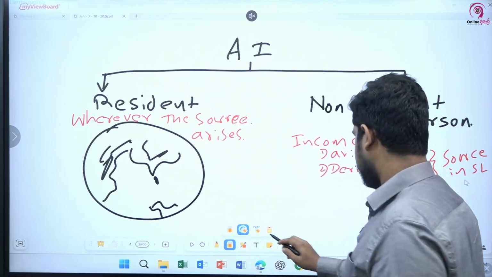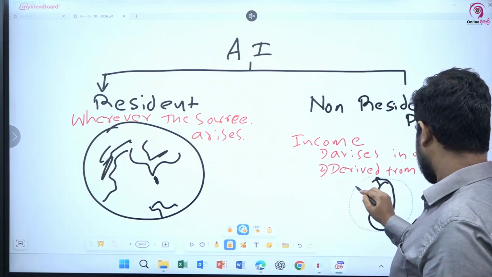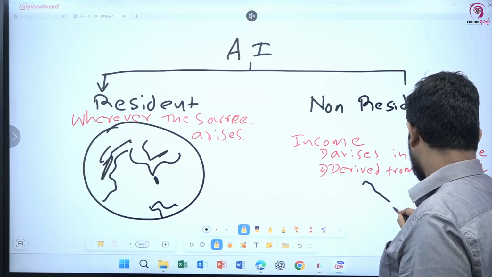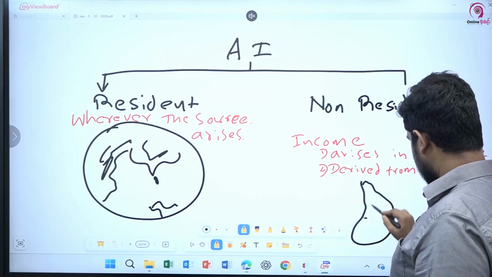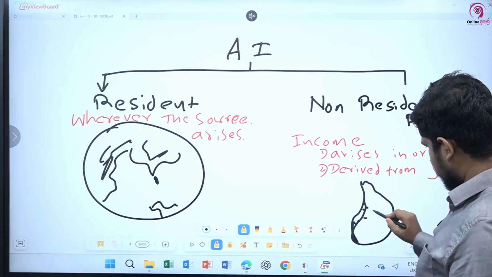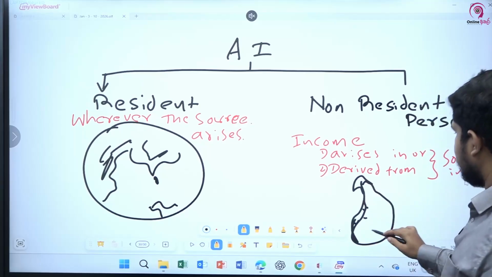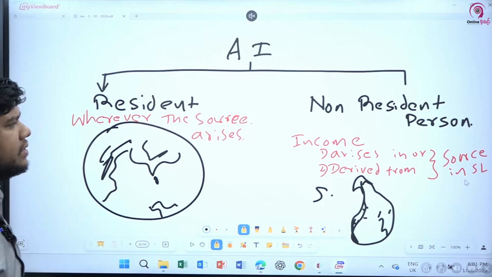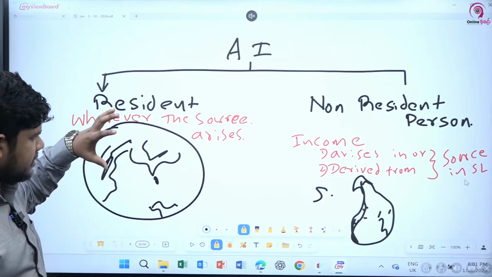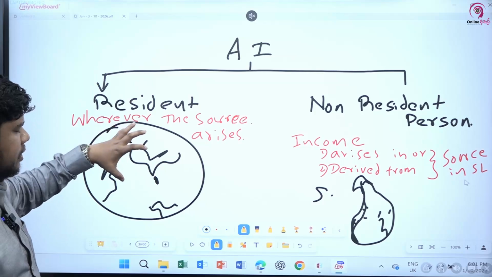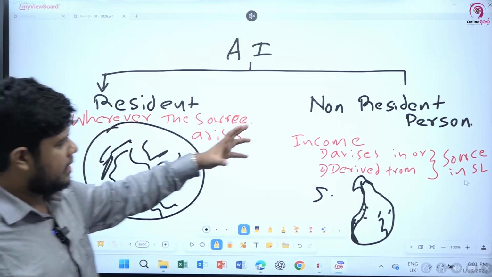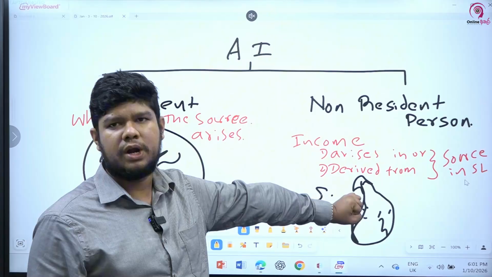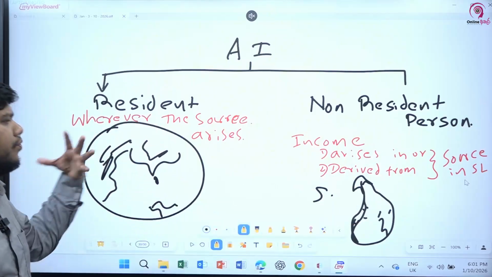I cannot draw it nicely. Sri Lanka. You write it, draw it correctly. So for a non-resident person, you are taking employment, business, investment or other sources where the income arises in or is derived from a source in Sri Lanka. For a resident, world income.